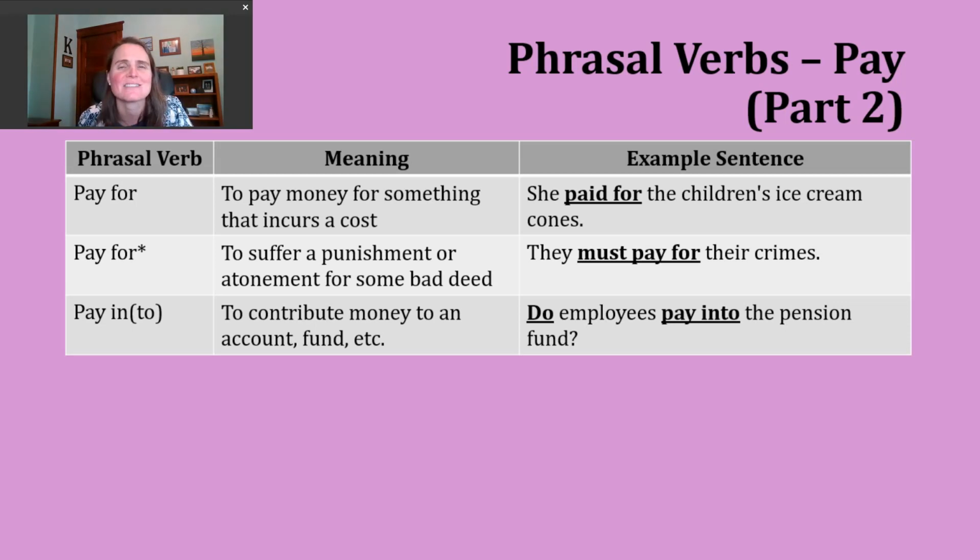A second way to use pay for can mean to suffer a punishment or atonement for some bad deed or bad action. So an example of how we might hear this, they must pay for their crimes. Again, this sounds a bit threatening and ominous.